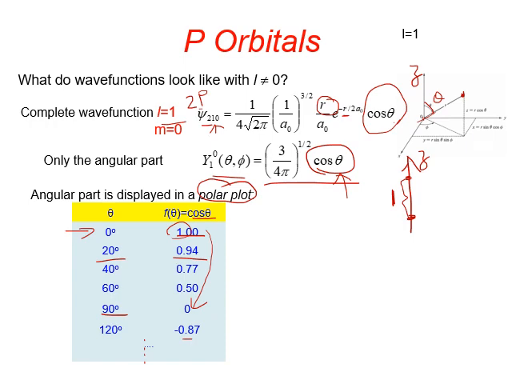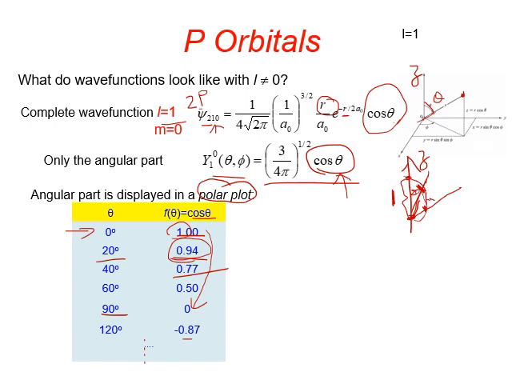Now when the angle becomes 20 degrees along the z direction, the wave function becomes 0.94. So we measure the distance 0.94. That's here. Okay, so this is the point at 20 degrees. And then 40 degrees, let's say here, the wave function becomes 0.77. So we measure the distance from the origin as 0.77.